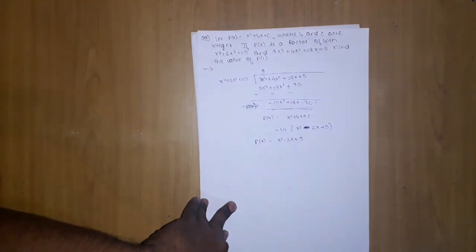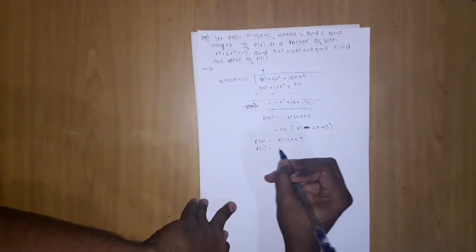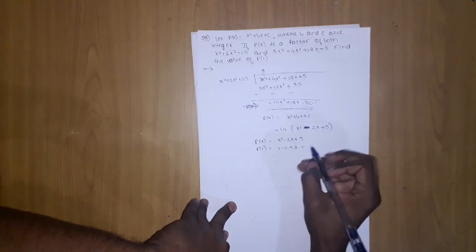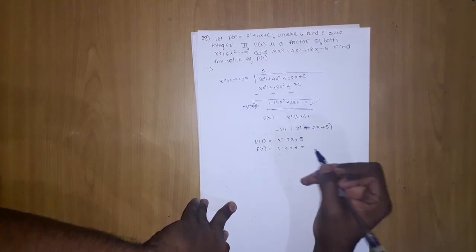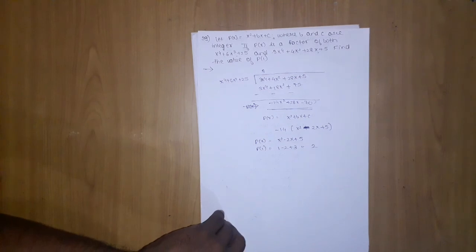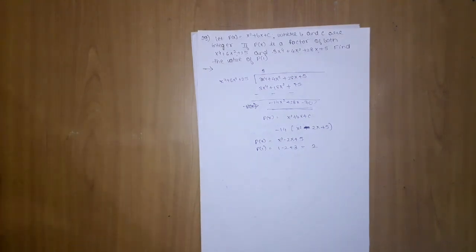Now find the value of p of 1. So p of 1 will be what? 1 minus 2 plus 5, which will give us 4. Okay, so we are done with all subjective problems.